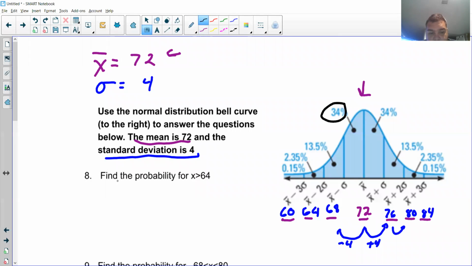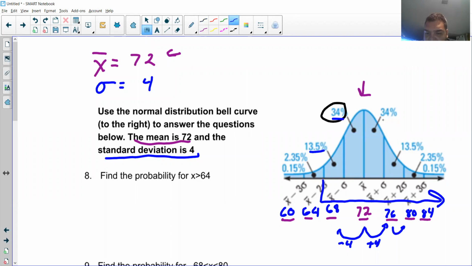So here we have: find the probability for x is greater than 64. So I want the probability of x is greater than 64. I'm going to start here. And sadly, this is not lined up correctly, but 64 would be right here. I'm going to have to find a neater one for this. But let's say this is 64, and I want everything bigger than 64.